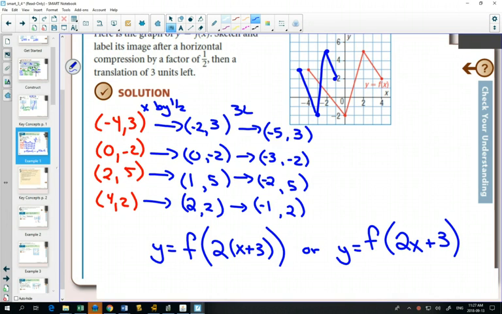The difference, the first one has an extra set of brackets. With the first one, if I actually distribute that, I get 2x + 6, right? With the second one, I get 2x + 3.